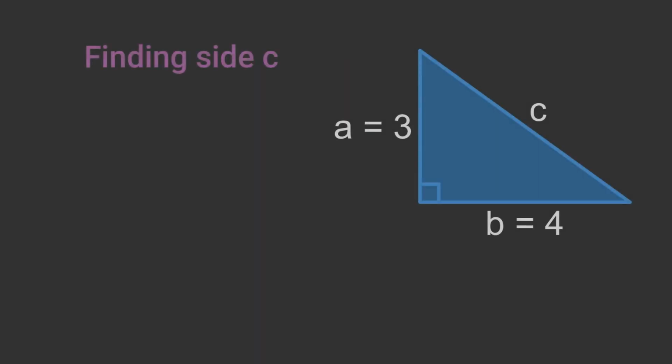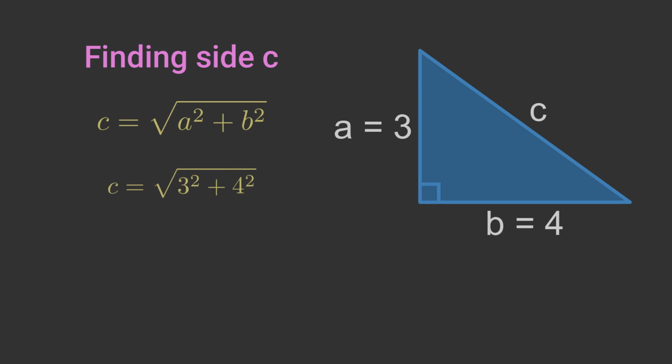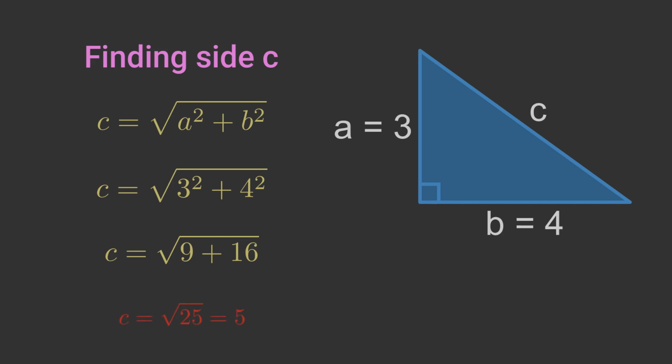Here is a simple example. Side A is 3 and side B is 4. Since we are trying to find side C, we must use the formula for C from before. Substituting the values of A and B gives us C equals the square root of 3 squared plus 4 squared. 3 squared is 9 and 4 squared is 16, so this is the square root of 9 plus 16. That is the square root of 25.